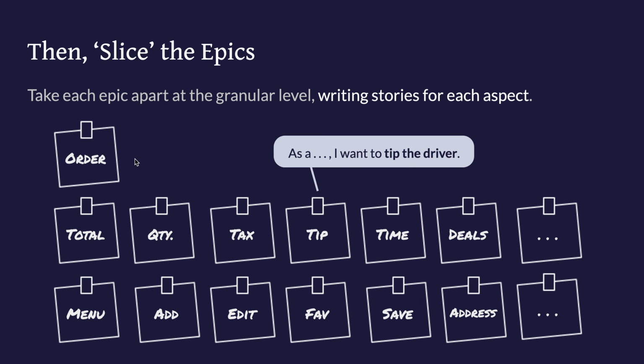So what we do is we start by creating individual epics and then slicing them. And we write stories for each of the pieces of the epic. So for example, for the epic of place an order, I might have a whole bunch of sub-stories. As a takeout customer, I need to be able to view the total. As a takeout customer, I need to be able to view the quantity of each item. As a takeout customer, I need to see how much tax I'm going to pay. As a takeout customer, I want to tip my driver. As a takeout customer, I need to know what time my order will arrive, and so forth.